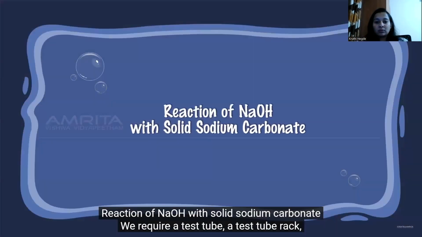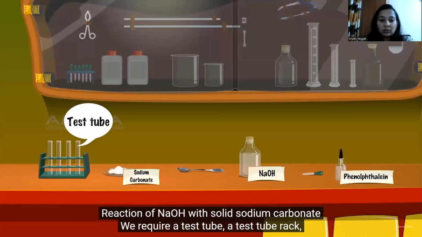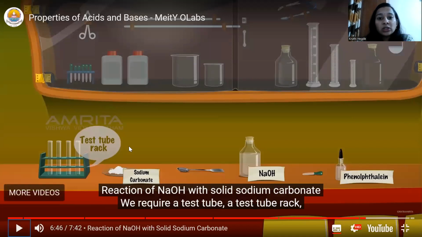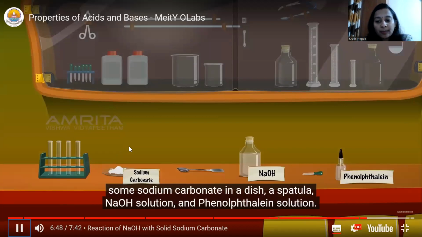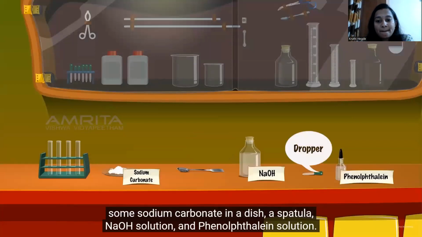Reaction of NaOH with solid sodium carbonate. We require a test tube. So now it is base. Acid, we have seen how acid reacts with sodium carbonate. Now it's base. Tube rack, some sodium carbonate in a dish, spatula, NaOH solution, a dropper, and phenolphthalein solution.